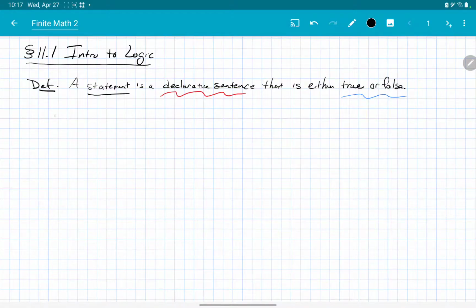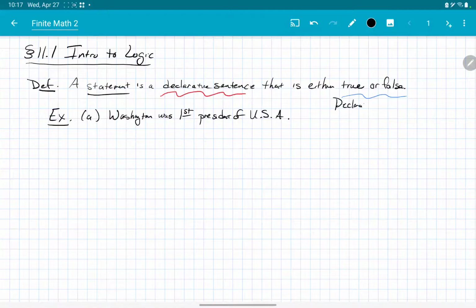So I'm going to write some examples of things that might claim to be statements, and we should try to figure out what's going on here. Okay, this one here: Washington was the first president of the United States. That is a declarative statement. It is declaring something, and that thing can either be true or false. So that is definitely a statement. George Washington is the first president of the United States.